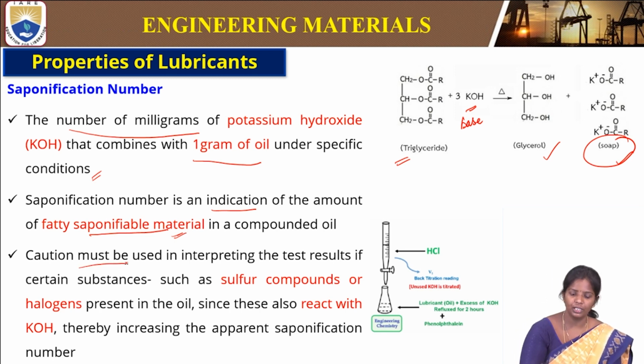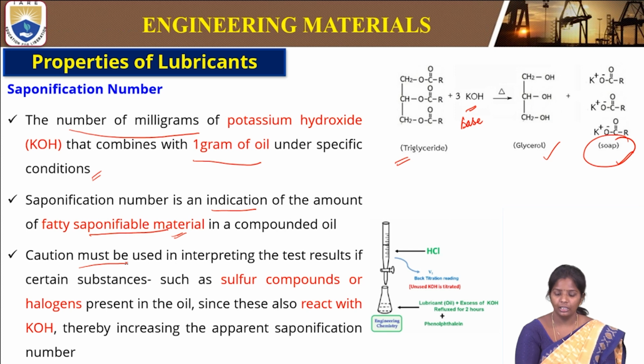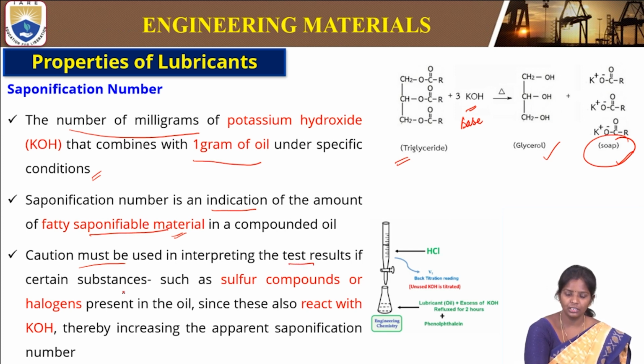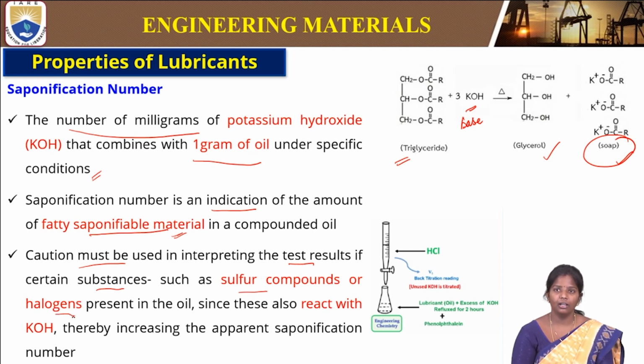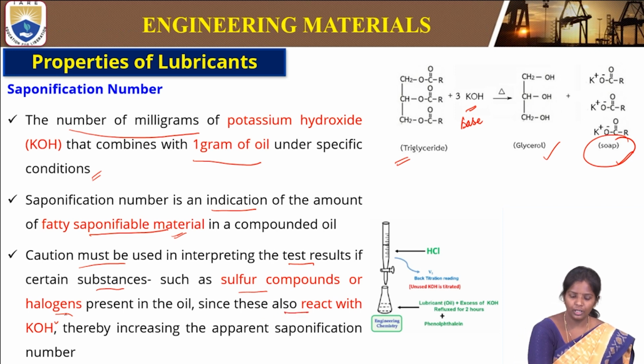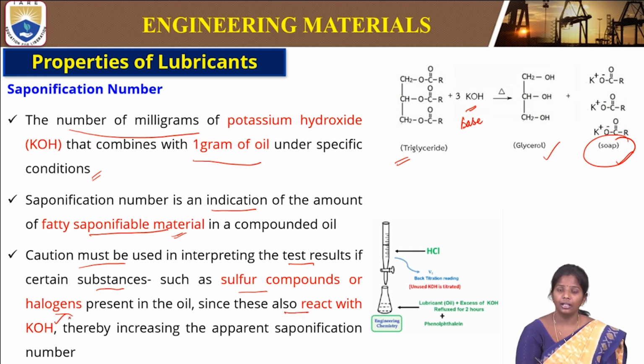Caution must be used in interpreting test results if certain substances such as sulfur compounds or halogens are present in the oil. For example, if any oil contains sulfur or halogen compounds, then they also react with KOH, thereby increasing the apparent saponification number. So that is how we have to take care. And then how the determination is done.